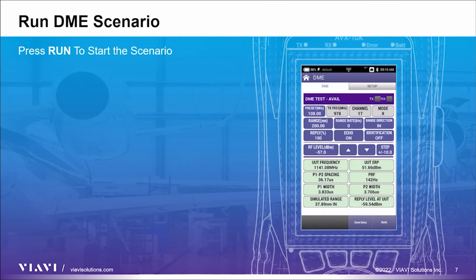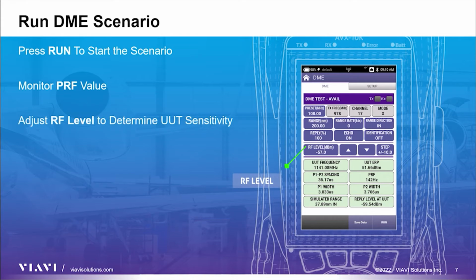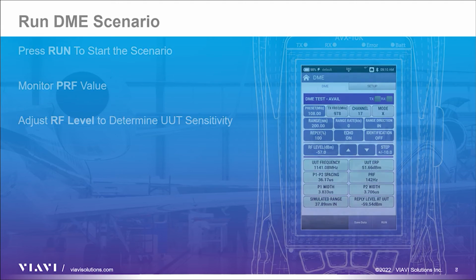Now that everything is set up, press the Run key to start the scenario. If correlated data is being received, the values below the line will be displayed with a green background. You can monitor PRF to see if the DME under test is in search mode or locked onto the signal. For most DME units, the PRF value should drop when the DME equipment locks onto the signal. While running the test, you can adjust the RF level parameter to help determine DME sensitivity level. Once satisfied that the DME unit under test is operational, press Stop to complete the test.